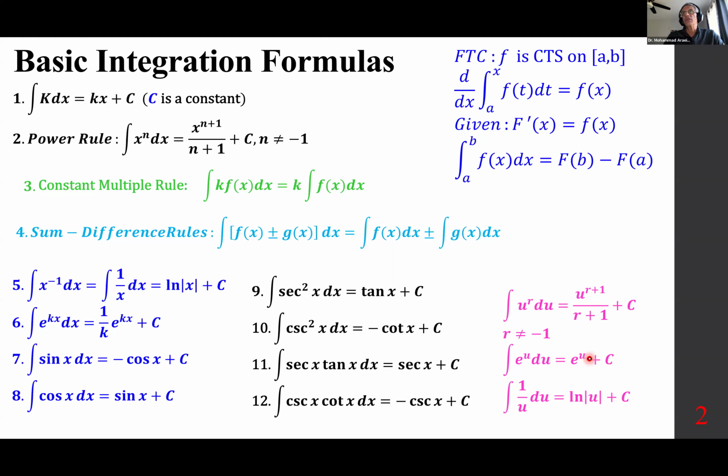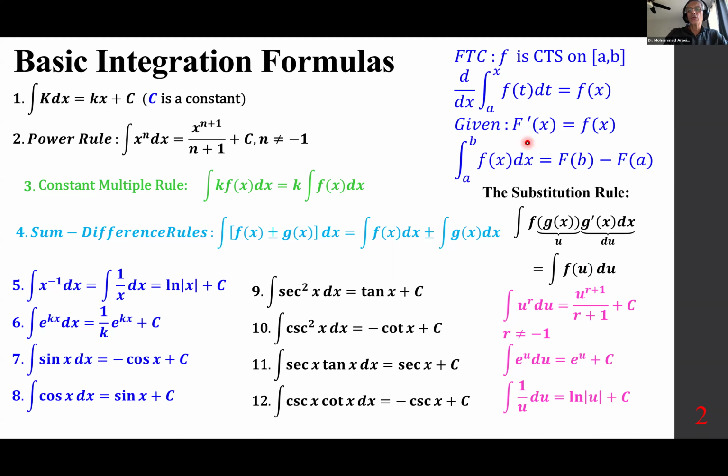We have FTC, fundamental theorem of calculus. There are two parts. One says the derivative of the integral gives you the function back. The d/dx of the integral from a to x of f of t dt is f of x. The other one is the definite integral, which is a number. The integral from a to b of f of x dx is capital F of b minus capital F of a, where capital F prime is lowercase f of x.